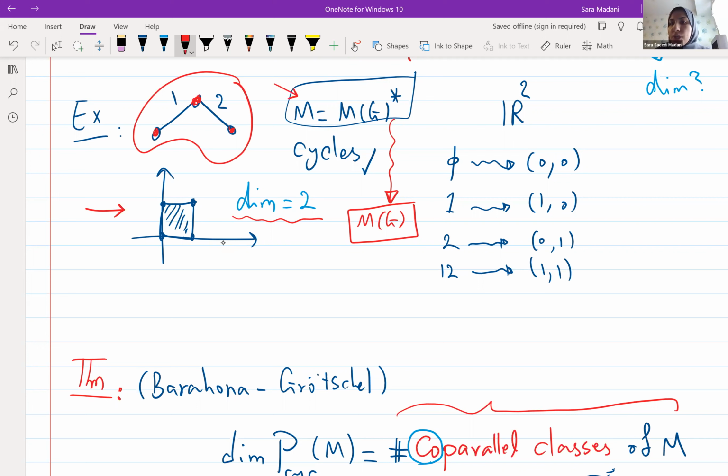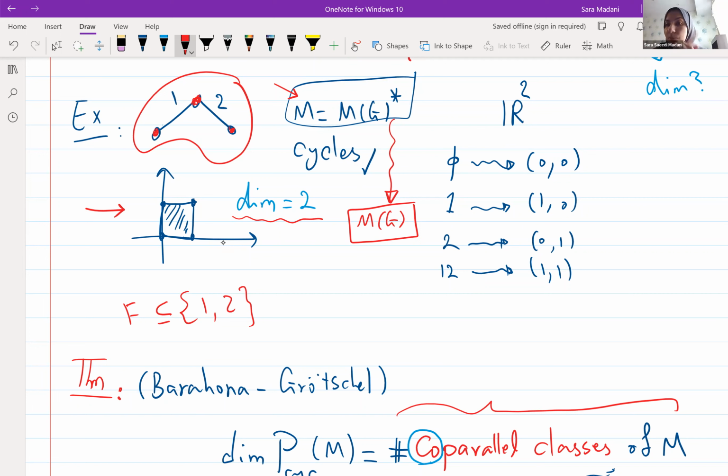In our definition, I should provide you some subset of E, some subset of {1, 2}, which is maximal with two properties. One was that it should not contain any loop. Do we see any loop in this graph? No. And it should have the property that any two distinct elements of that set should be parallel. We do not see any parallel edges here.